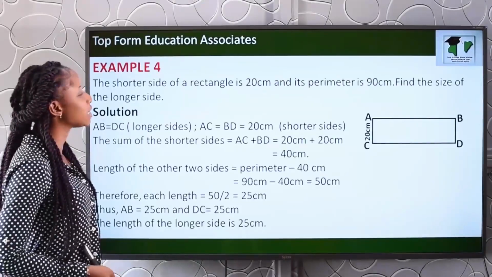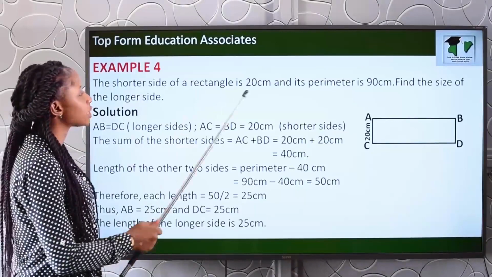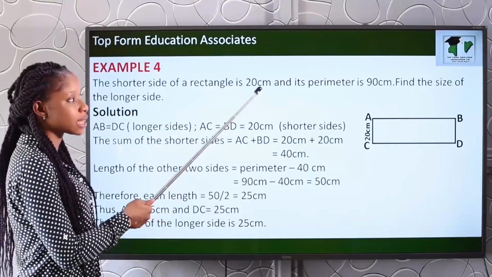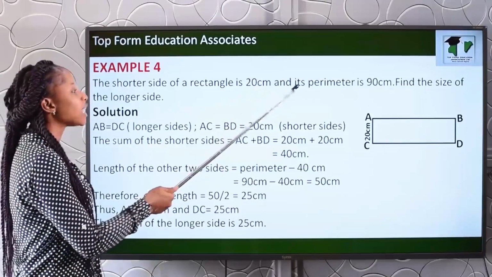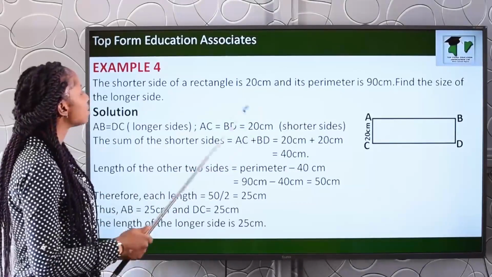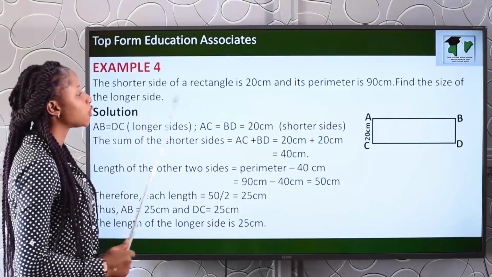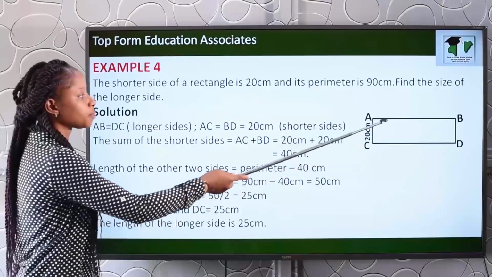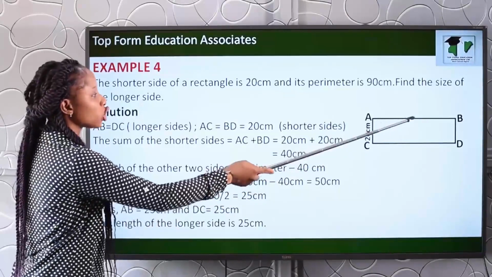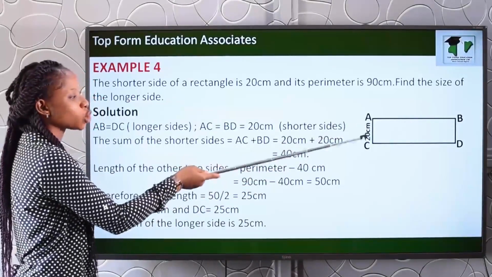Now, let's look at example 4. The shortest side of a rectangle is 20 centimeters, and its perimeter is 90 centimeters. Find the length of the longer side. This is our rectangle. The length is not known, the longer side is not known, but the shorter side we're given as 20 centimeters.